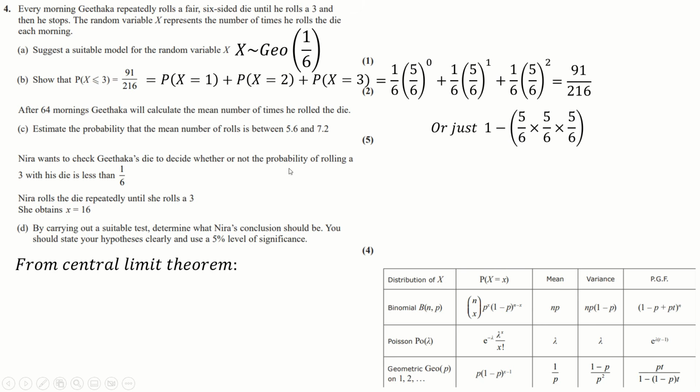Anyway, if we're estimating a mean, we're pretty much using central limit theorem then. So we're using this idea here, just always write it down, and then mu we can get from the geometric sequence because we've got the table here. That's 1 over p. So 1 over 1/6 is 6.